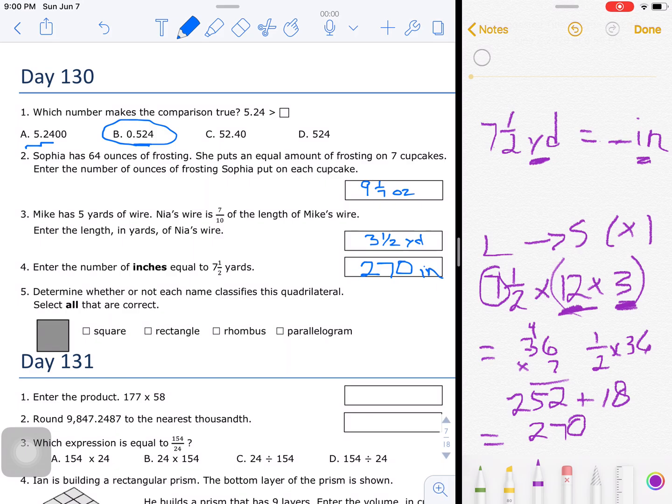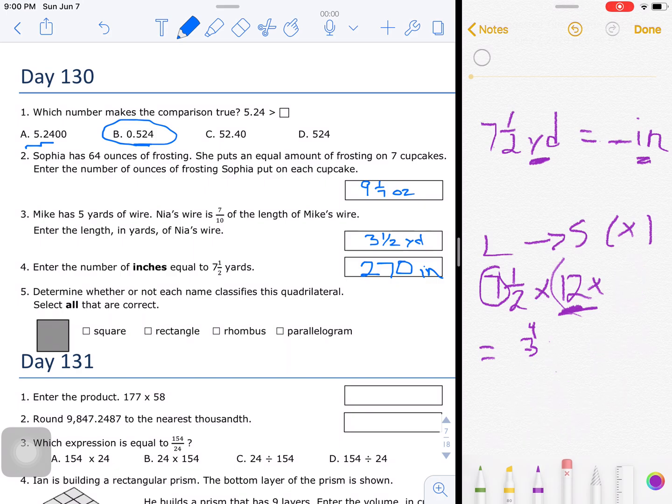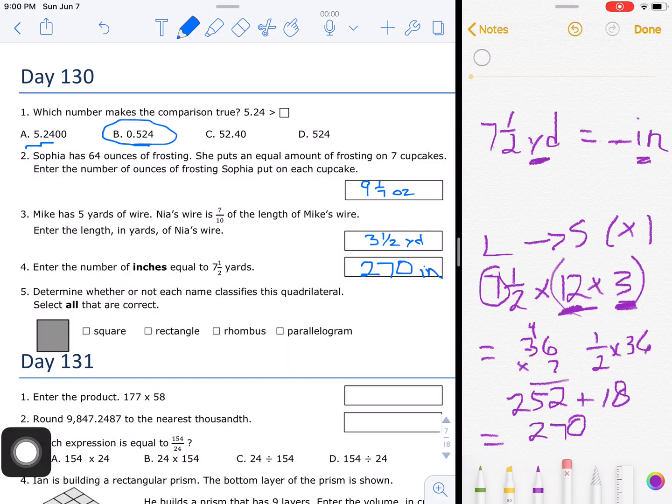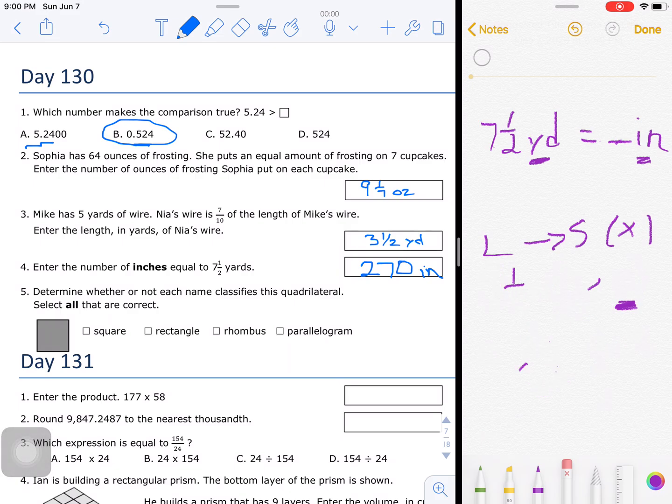And I want you to think about that for a minute. Sometimes we just have to put those measurements in perspective. So 1 yard is about a stride of an adult. You know, one stride. Okay, so if you're taking 7 strides, it's about 270 inches.